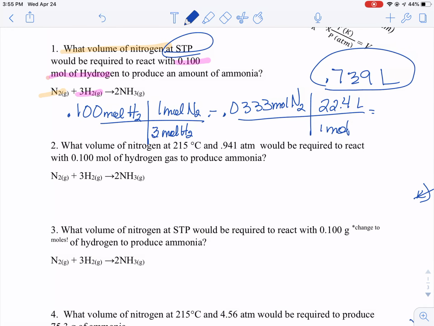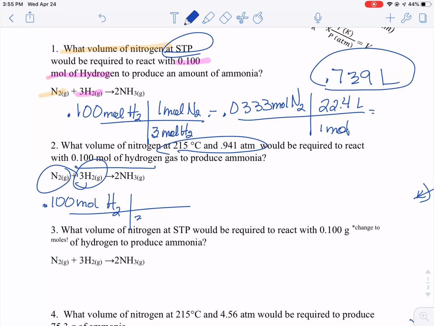The next one, we don't have at STP. So we're going to have to do this a little differently. We'll just start the same though. We still have 1/10 of a mole of hydrogen gas, and we're still going from hydrogen gas to nitrogen, so it's still a 3-to-1 ratio. So we still get 0.0333 moles of nitrogen. But now we're going to use PV equals nRT.